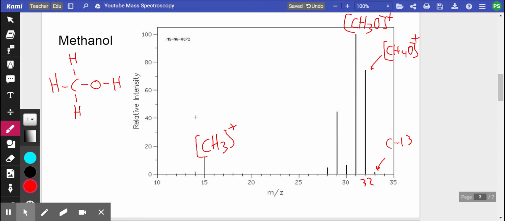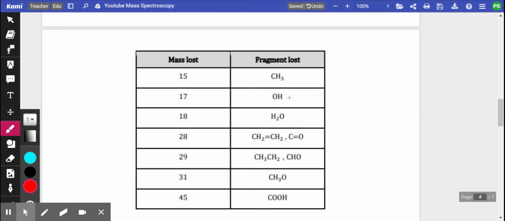Now, in the IB, you have a data booklet that you can use in the exam, and these are just some common fragments that are lost and the mass to charge ratio that you will find them at in the graph.